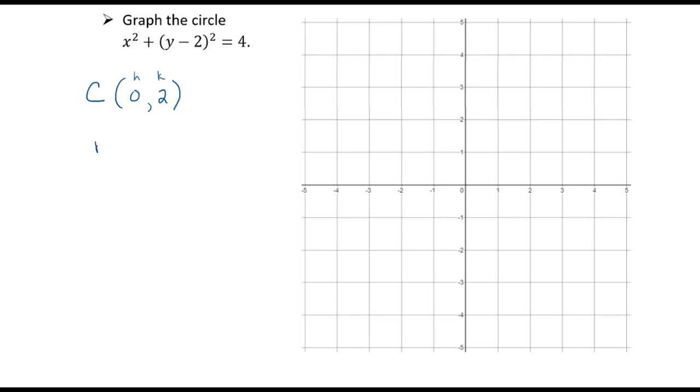And the radius is the square root of this number, so 2. I have a center of 0, 2, and the radius is 2. So up, down, left, right, those 4 directions, 2. And then again, try your best to make a nice circle or use a tool to help you to draw that.